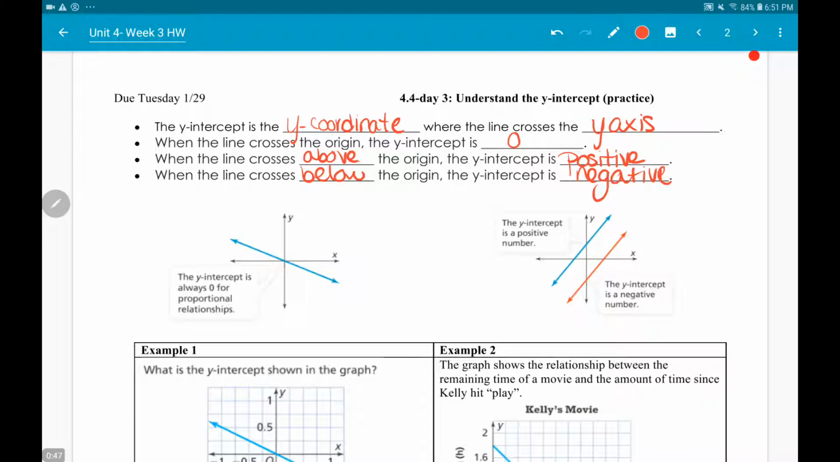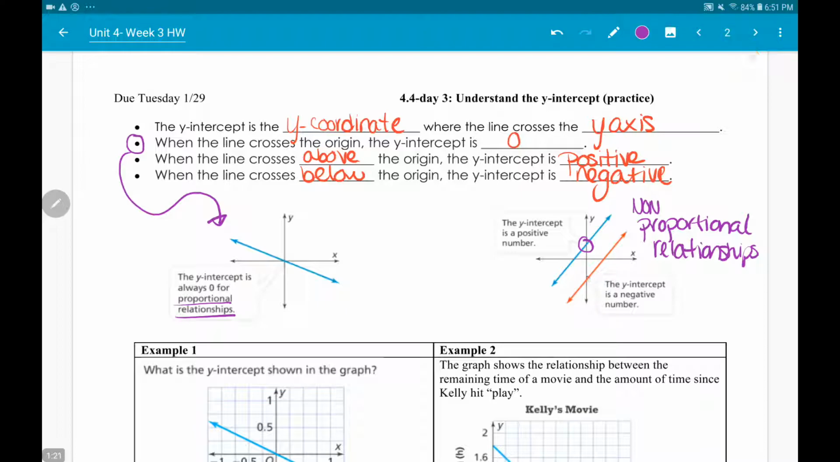So let's take a look at the pictures below. If I look at the second bullet, we're talking about this picture here. And remember, when it crosses the origin, that is a proportional relationship. A non-proportional relationship is what we're going to talk about this week. Last week we focused on proportional relationships, and now we're going to focus on non-proportional relationships. All right, and that means the y-intercept is going to be above and below the axis, where proportional relationships always have a y-intercept of 0.